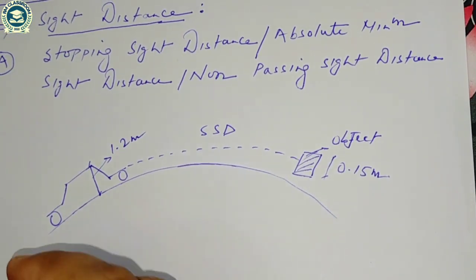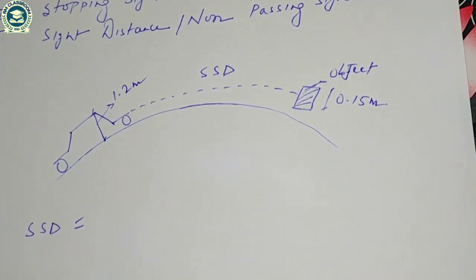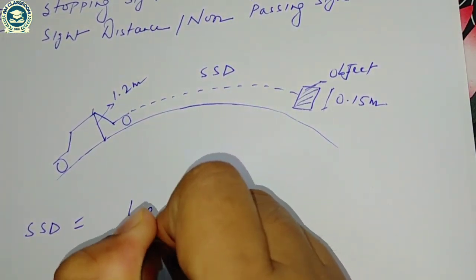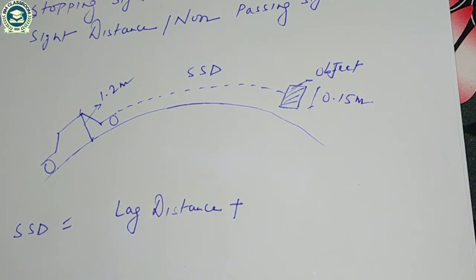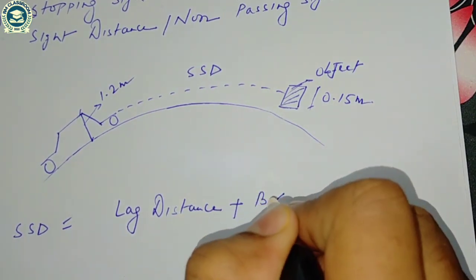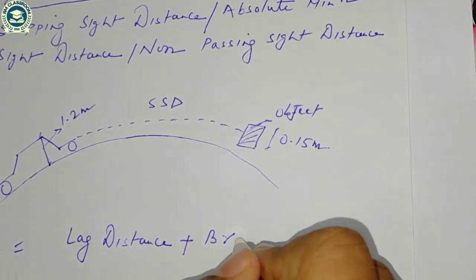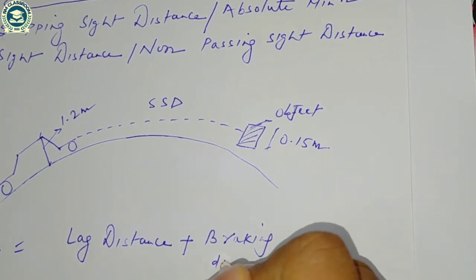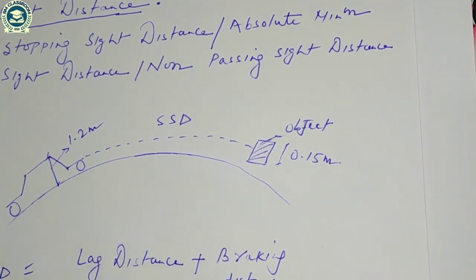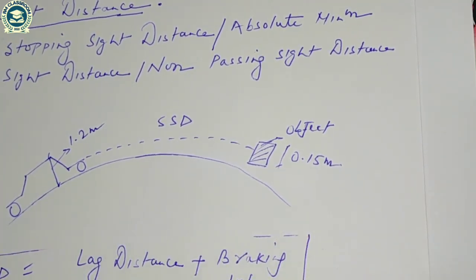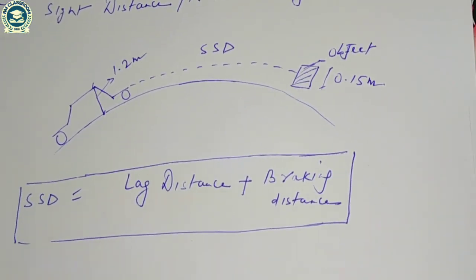Stopping sight distance is the sum of lag distance plus braking distance. So stopping sight distance is the sum of lag distance plus braking distance. So what is lag distance and what is braking distance?